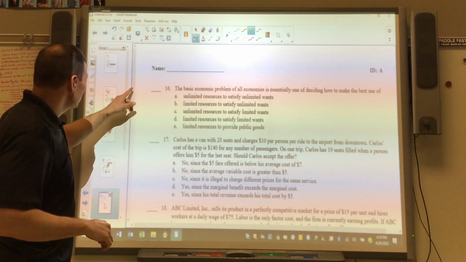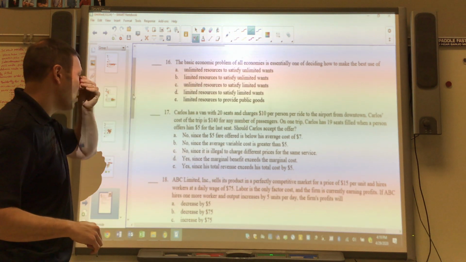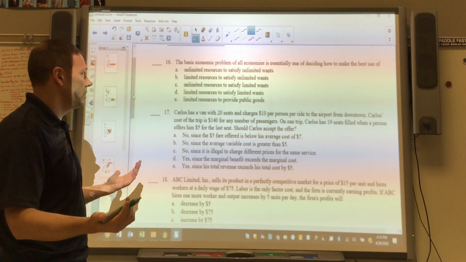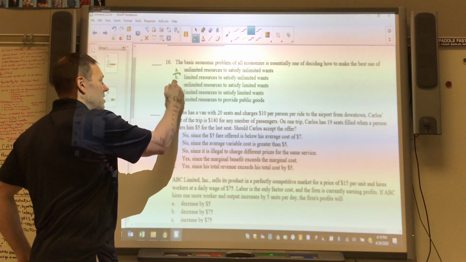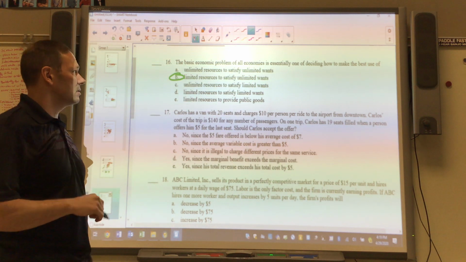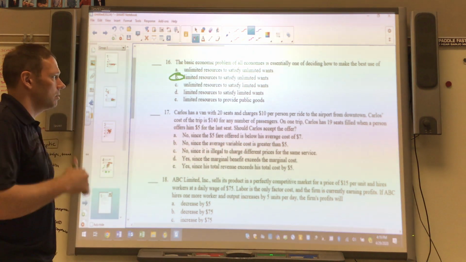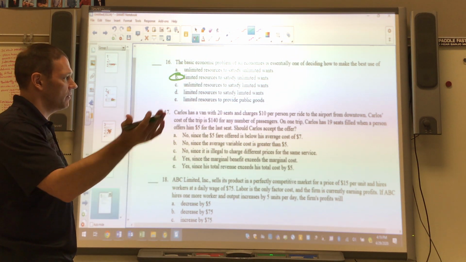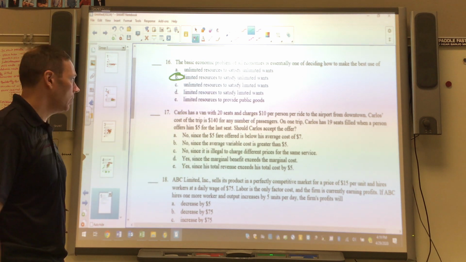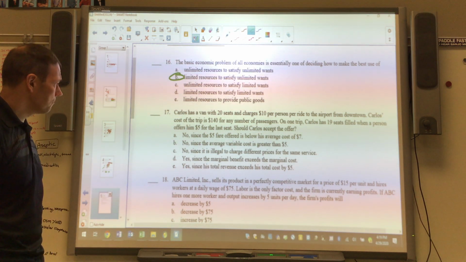All right, let's look at number 16. The basic economic problem of all economies is the problem of scarcity. B is another way of saying that. Limited resources, how to use our limited resources, scarce resources, given the fact that we pretty much want it all. Okay, so letter B, the answer there.